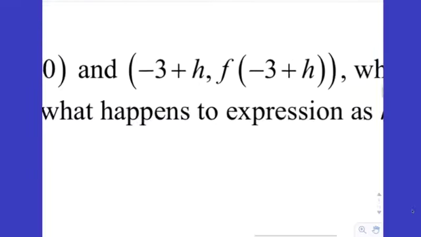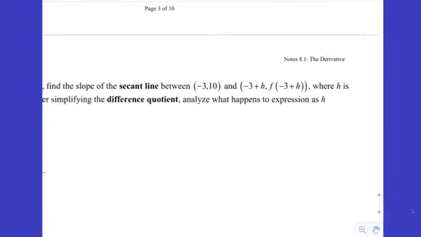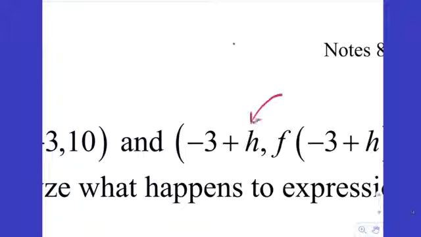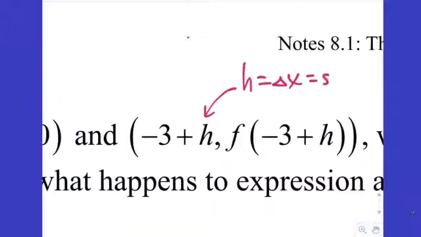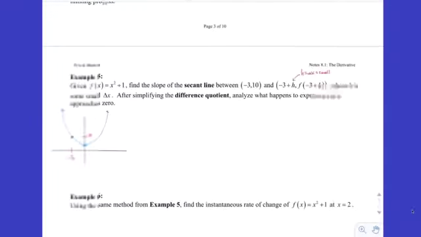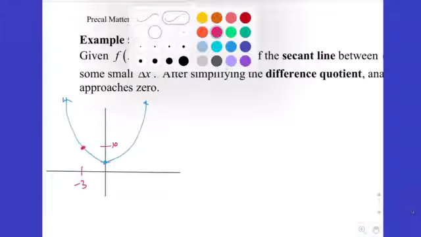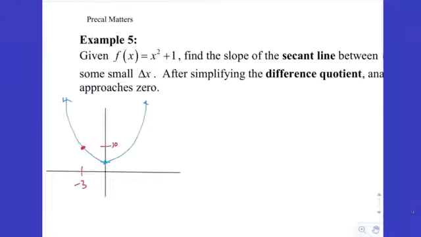And now some other point that is negative 3 plus h, f of negative 3 plus h. What is that? Well, we're going to let h essentially equal some small change in x, right? It's going to be some small horizontal distance. So just for the sake of simplicity, I'm going to choose another point right here, and I'm going to call this distance h units, and so that point there would be negative 3 plus h.